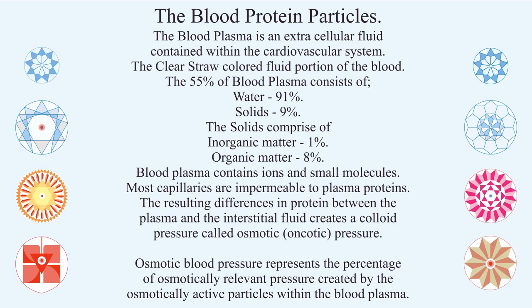Blood plasma contains ions and small molecules. Most capillaries are impermeable to plasma proteins, resulting in differences in protein between the plasma and interstitial fluid, the so-called extracellular fluid. This creates a colloid pressure called the oncotic pressure or osmotic pressure. So let's understand what osmotic pressure is at this particular juncture.